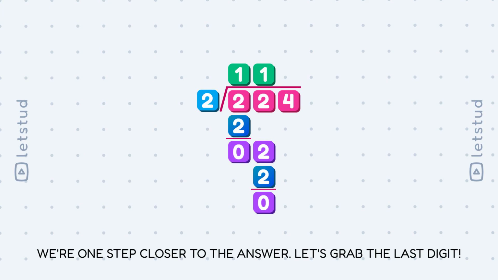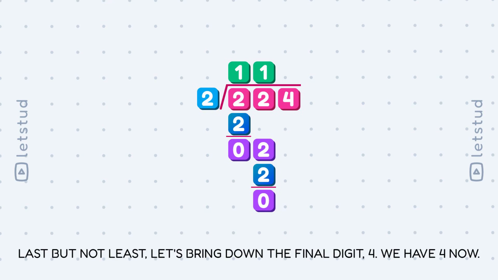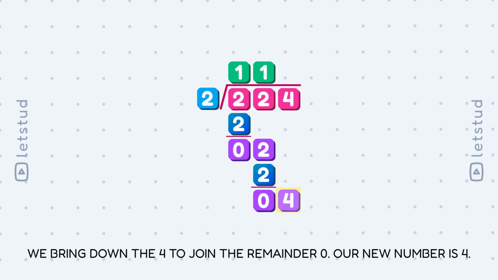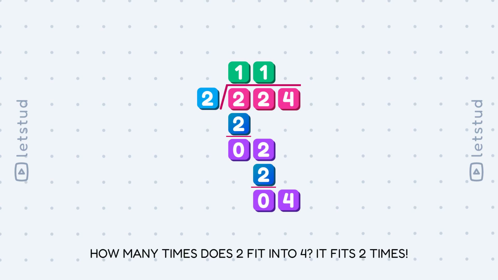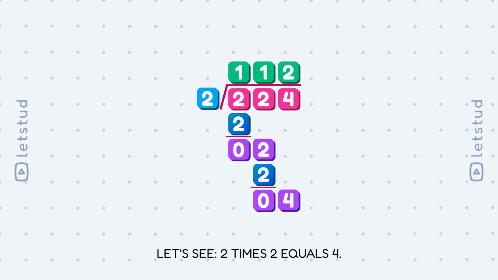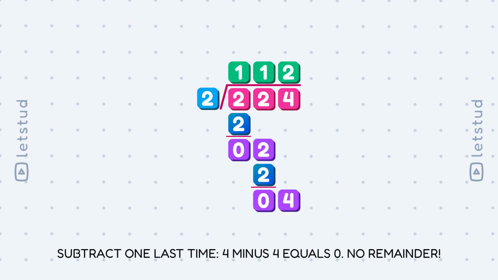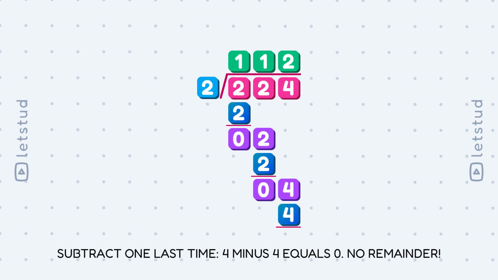Let's grab the last digit. Last but not least, let's bring down the final digit 4. We bring down the 4 to join the remainder 0. Our new number is 4. How many times does 2 fit into 4? It fits 2 times. Let's see. 2 times 2 equals 4. Subtract 1 last time. 4 minus 4 equals 0.